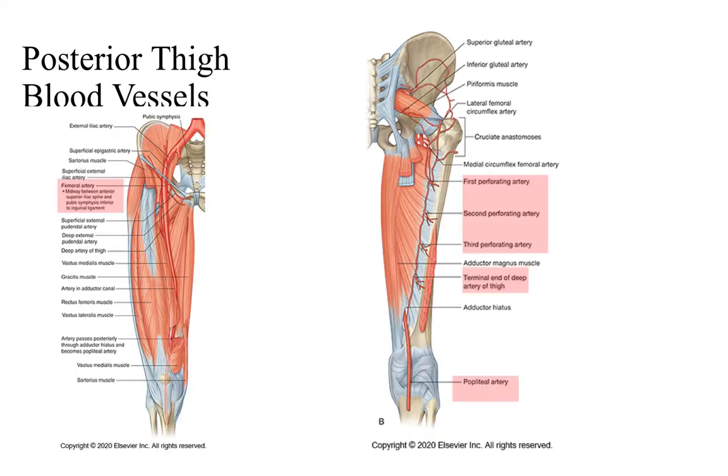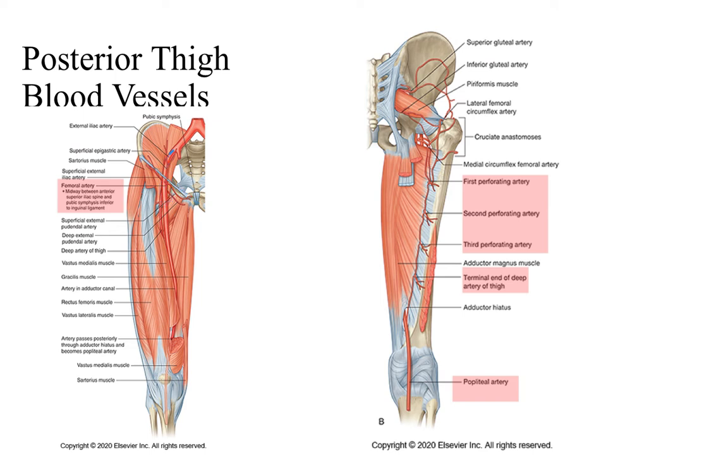The blood vessels that supply the posterior compartment of the leg originate from the femoral artery, which is right here. Notice that the external iliac artery up here, as soon as it passes through the inguinal ligament right here, becomes the femoral artery. And right there, as it sits within the femoral triangle, is a spot that you'll want to know, because that's where you will palpate for your femoral pulse.